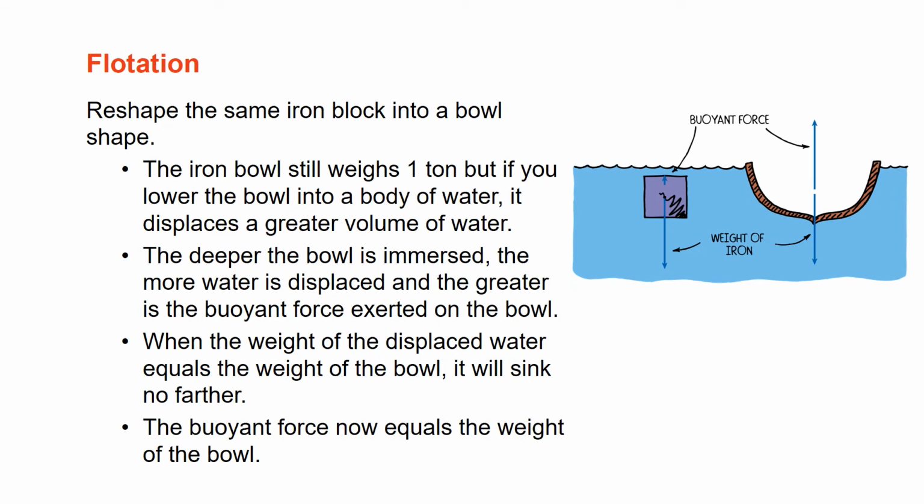Now, reshape the same iron block into a bowl shape, as in the figure. The iron bowl still weighs 1 ton, but if you lower the bowl into a body of water, it displaces a greater volume of water. The deeper the bowl is immersed, the more water is displaced, and the greater the buoyant force exerted on the bowl. When the weight of the displaced water equals the weight of the bowl, it will sink no further. The buoyant force is now equal to the weight of the bowl, and the ship will float.